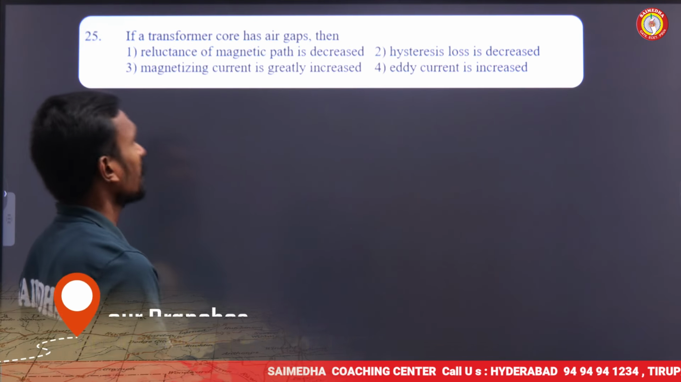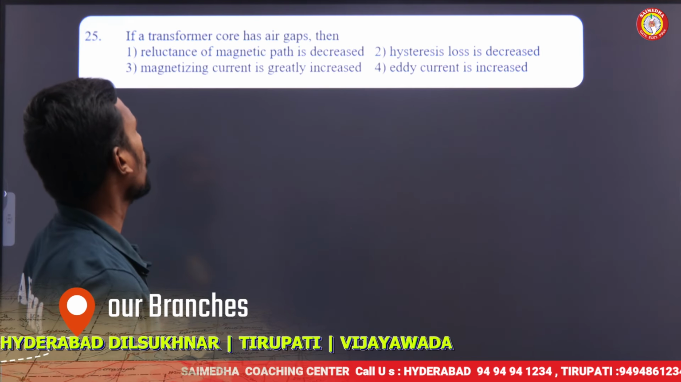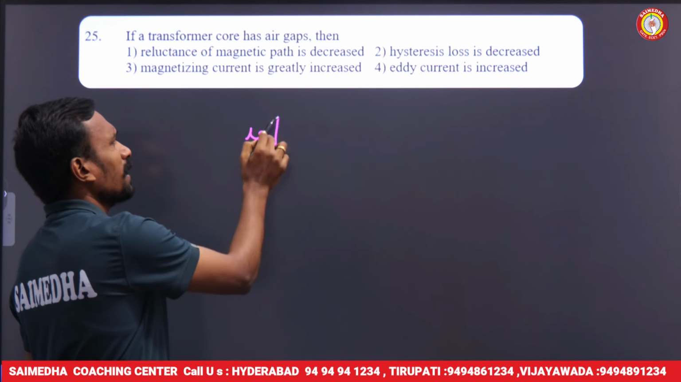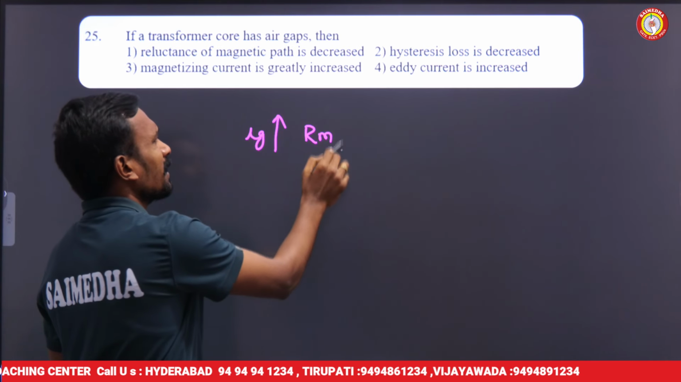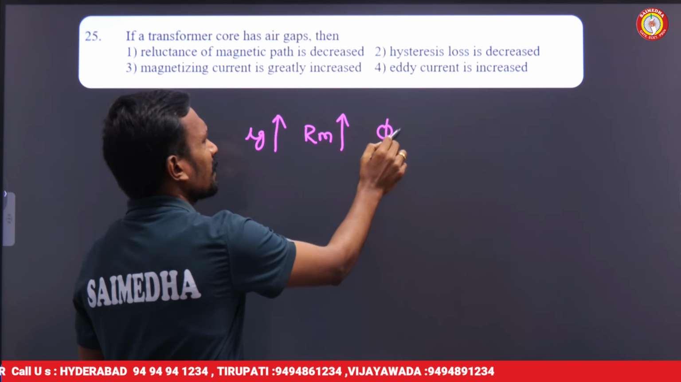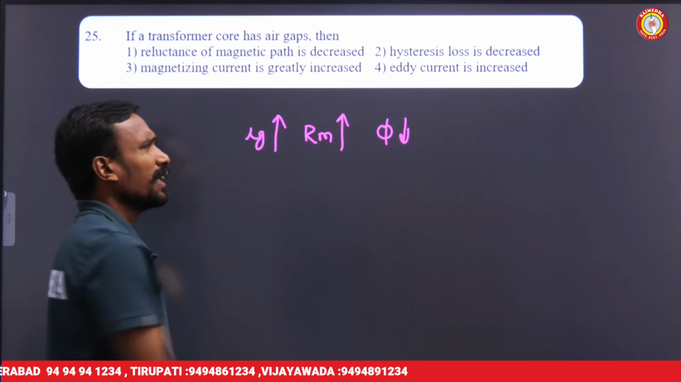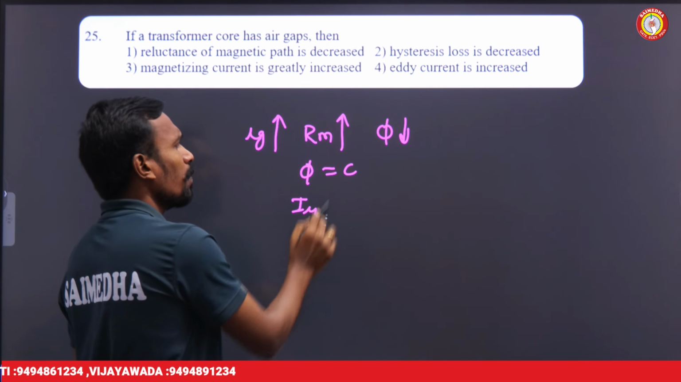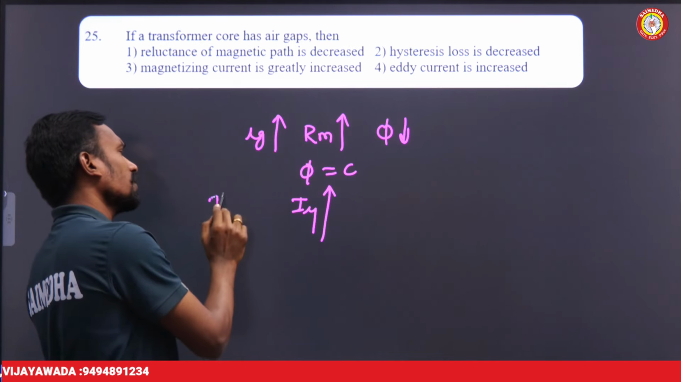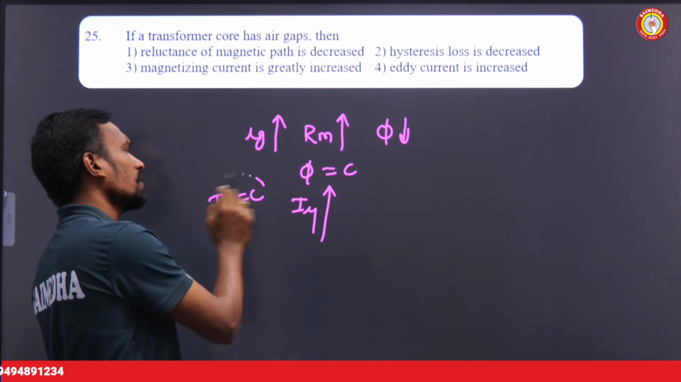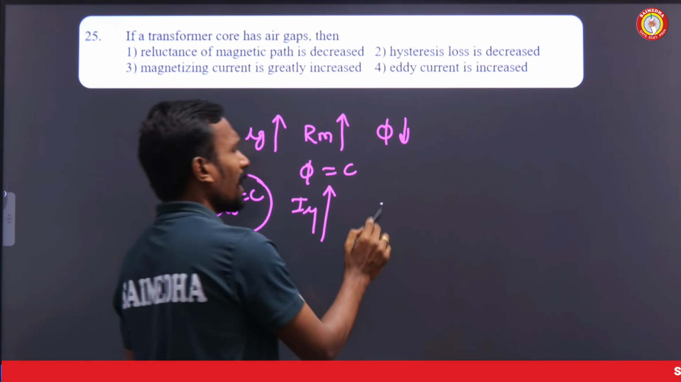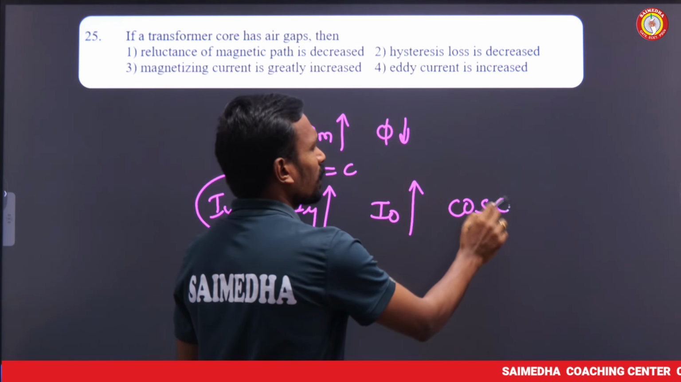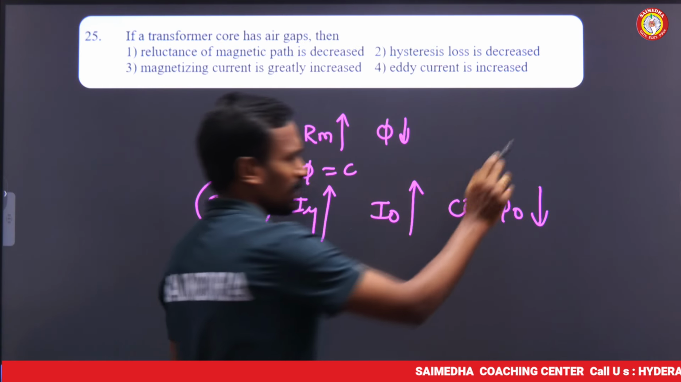what is the answer for this? A transformer core has an air gap. We already discussed, if air gap length increases, reluctance increases. If reluctance increases, flux reduces. In order to maintain flux constant, the transformer will draw more I mu, but there is no change in IW. Where I mu increases, I naught increases, and the power factor will reduce, we discussed.